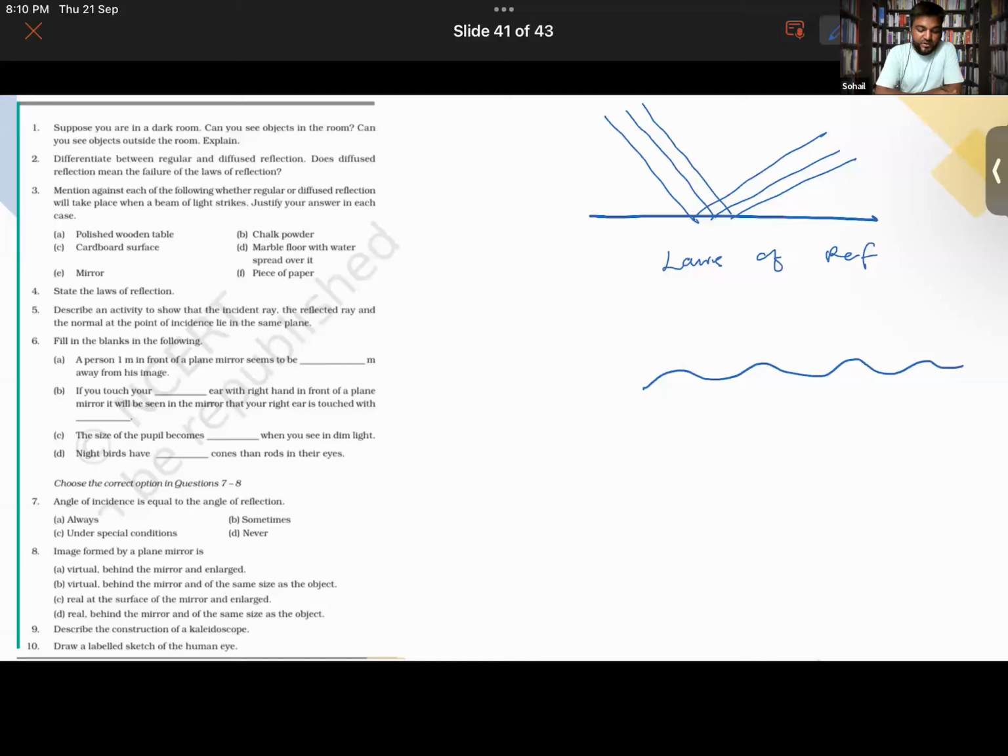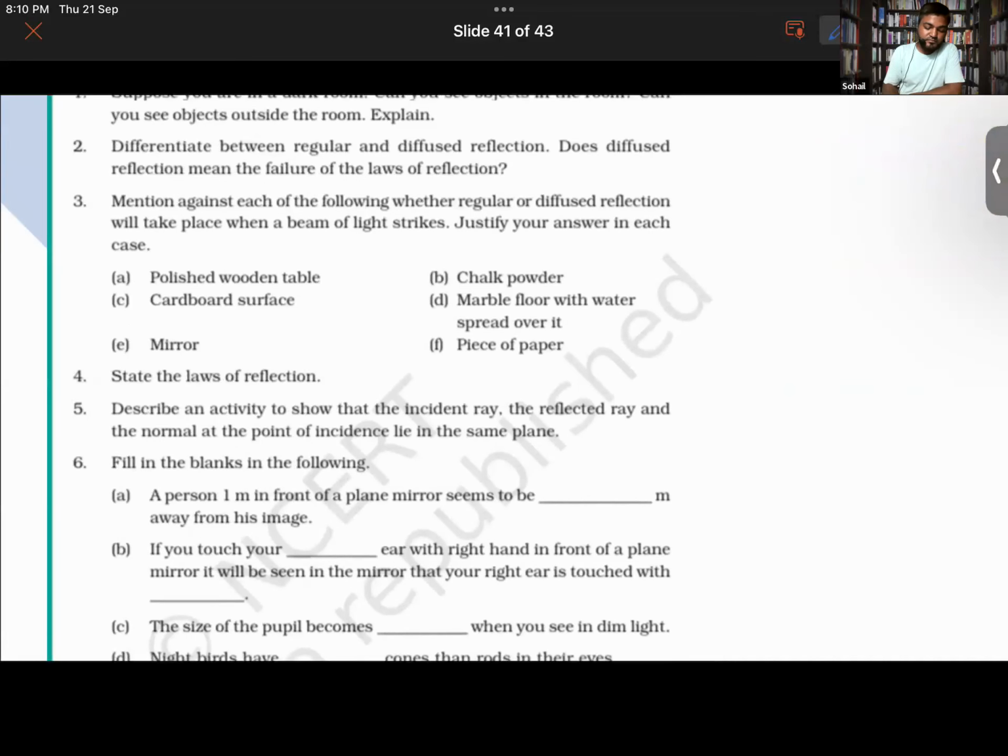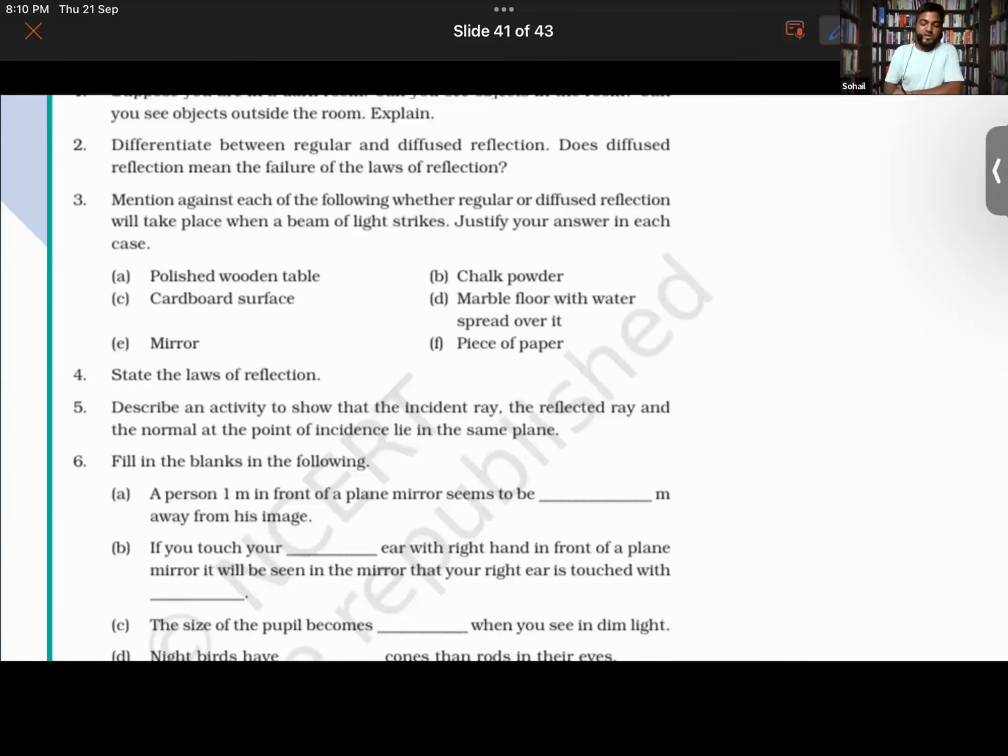See this question. Mention against each of the following whether regular or diffuse reflection will take place when a beam of light strikes a polished wooden surface. Sir, what is the question saying? The question is saying, what type of reflection will be taking place with these different objects here? Oh, okay. So, polished wooden table, it will be regular reflection.